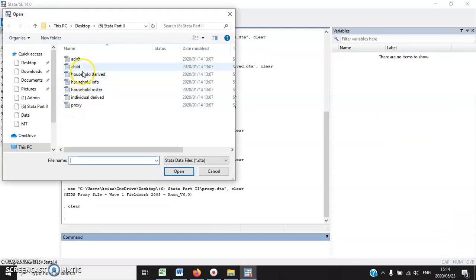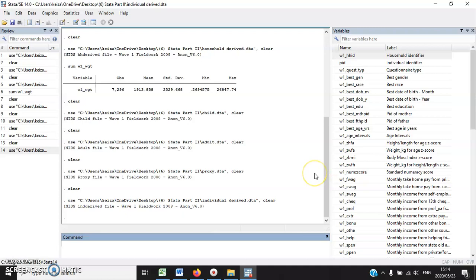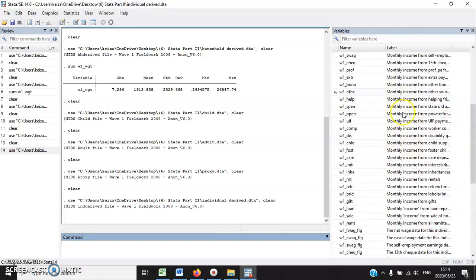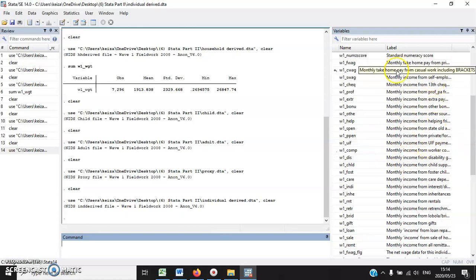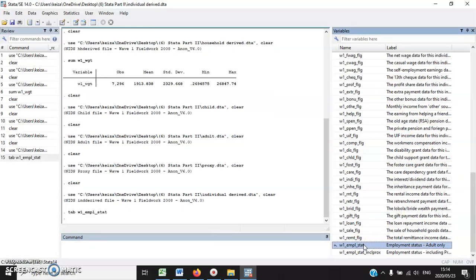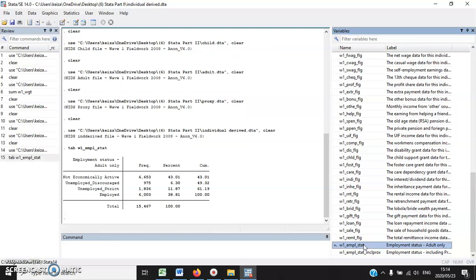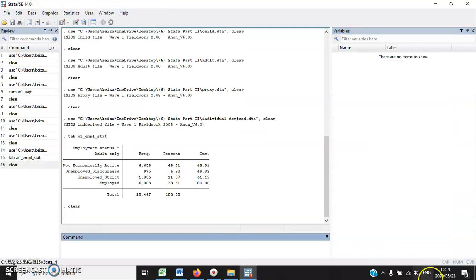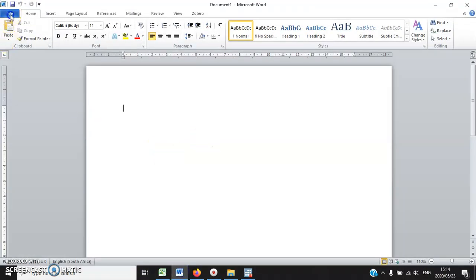And then the last one, the individual derived file. Again, it is a bit similar to the household derived file. So the sales route team derives certain variables on our behalf, but this time at person level. Okay, so maybe the gender, race, and so forth, and the monthly income from different sources like UIF, 13th check, self-employment, working for someone else. Okay, and this is the important one. We really must thank the sales route team. Labor market status. We definitely need information on the labor market status. Okay, and then we can actually do the first question.